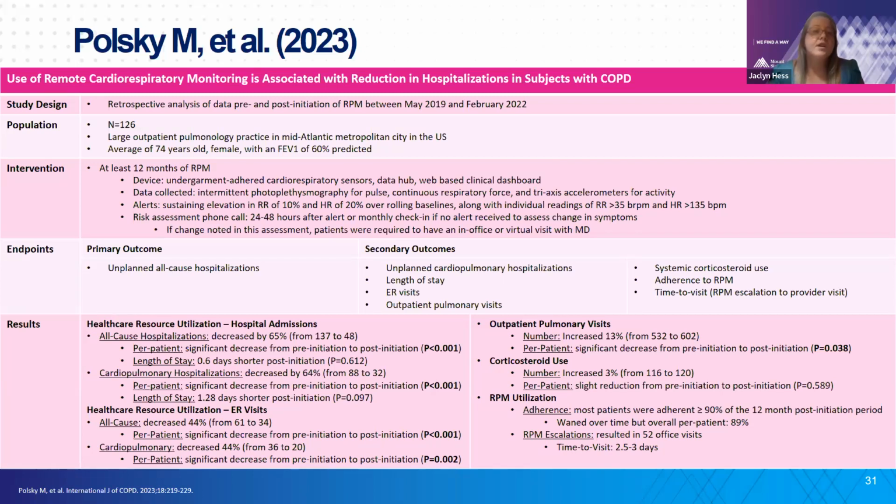And then as for RPM utilization, adherence for most patients was at least 90% of the 12-month period. And they did note that adherence waned over time, which we typically see throughout RPM. And then with regards to those escalations, RPM resulted in 52 additional office visits, and patients were typically seen within 2 to 3 days.